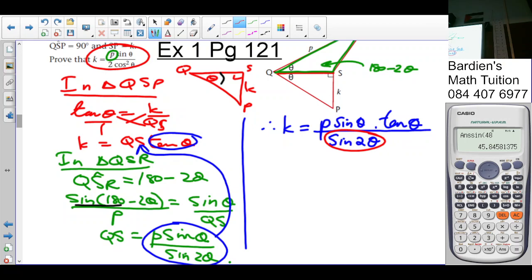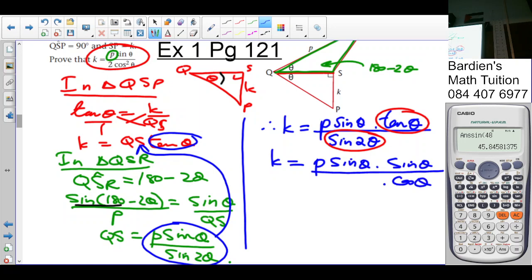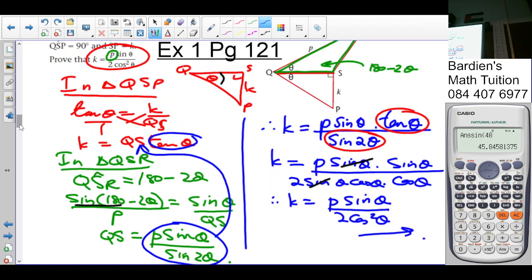That can change. As you can see, that is not what they have ended off with. We can change sine 2 theta to 2 sine theta cos theta. And tan theta can be written as sine over cos. So it's going to be P sine theta, tan written as sine theta over cos theta, and sine 2 theta written as 2 sine theta cos theta. What happens now? Sines cancel. So therefore K would be equal to P sine theta over 2 cos theta times cos theta, cos squared theta. There we have proven what was needed there.